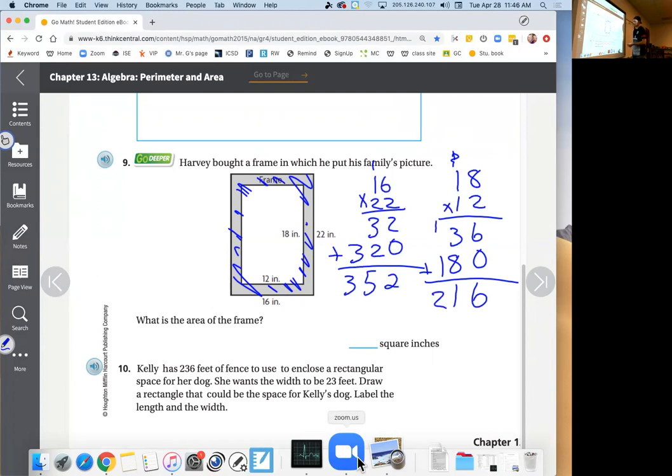Now what do we got to do? Yeah, we got to subtract. So 352 minus 216. Okay, you minus that out and you'll have your answer.